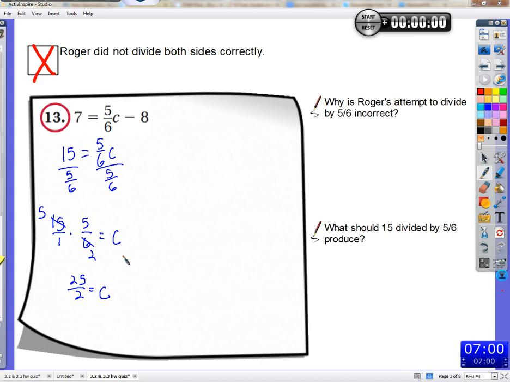Derek? Supposed to multiply by the reciprocal. The reciprocal, right? So we divide by 5/6, we don't multiply by 5/6. It's not the same thing. Okay? But I see it all the time. That's why I've included it in what we're doing today. So we shouldn't have multiplied by 5/6. Roger shouldn't have multiplied by 5/6. Should have multiplied by 6/5. Okay. So we can write that down. Should have multiplied by the reciprocal.